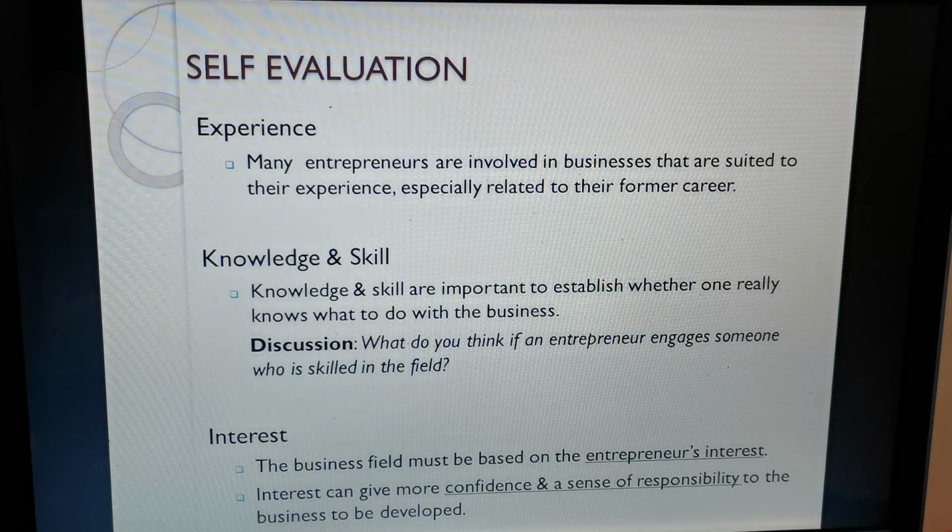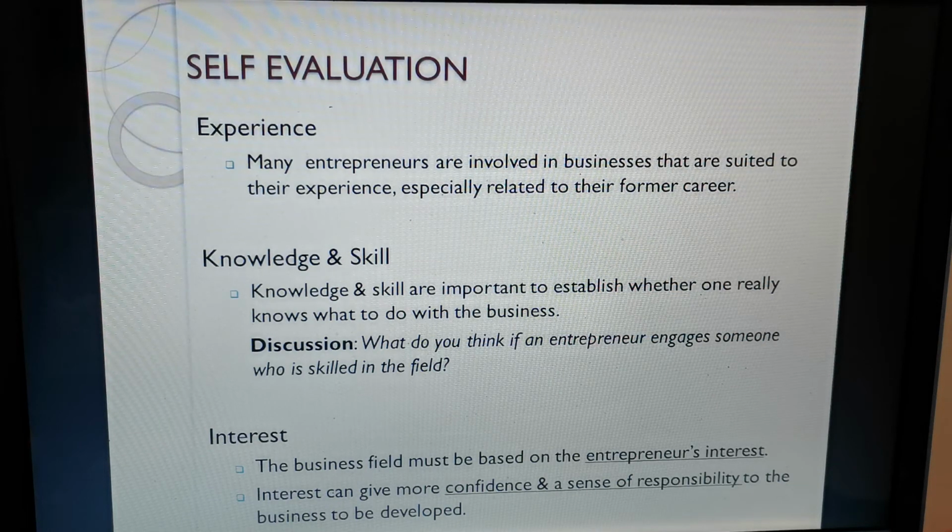The knowledge and skill, of course, we need to study. We need to go to university, for example, or college to get some knowledge. And the skills are actually what we worked on previously, which is very important to do the business. And interest, of course, that we also have related to the entrepreneur's interest. Interest can give more confidence because you know that that is your niche market, and you have confidence and also a sense of responsibility to the business to be developed.